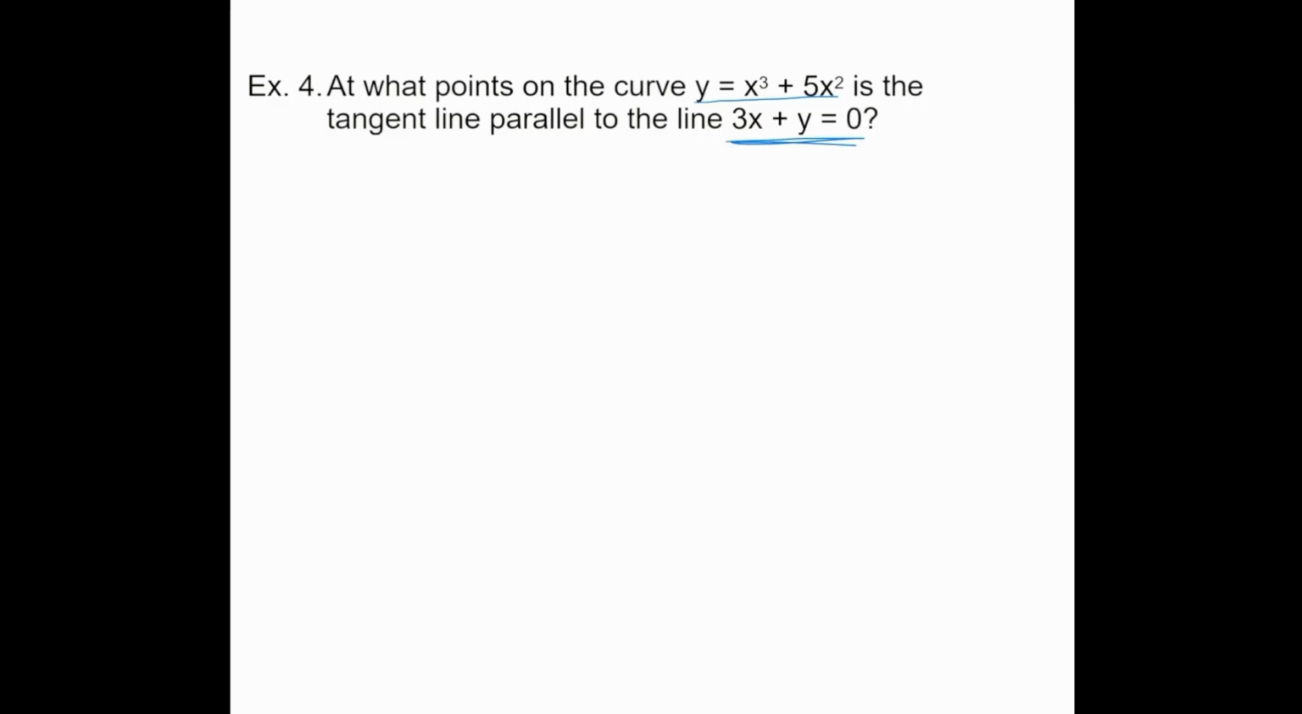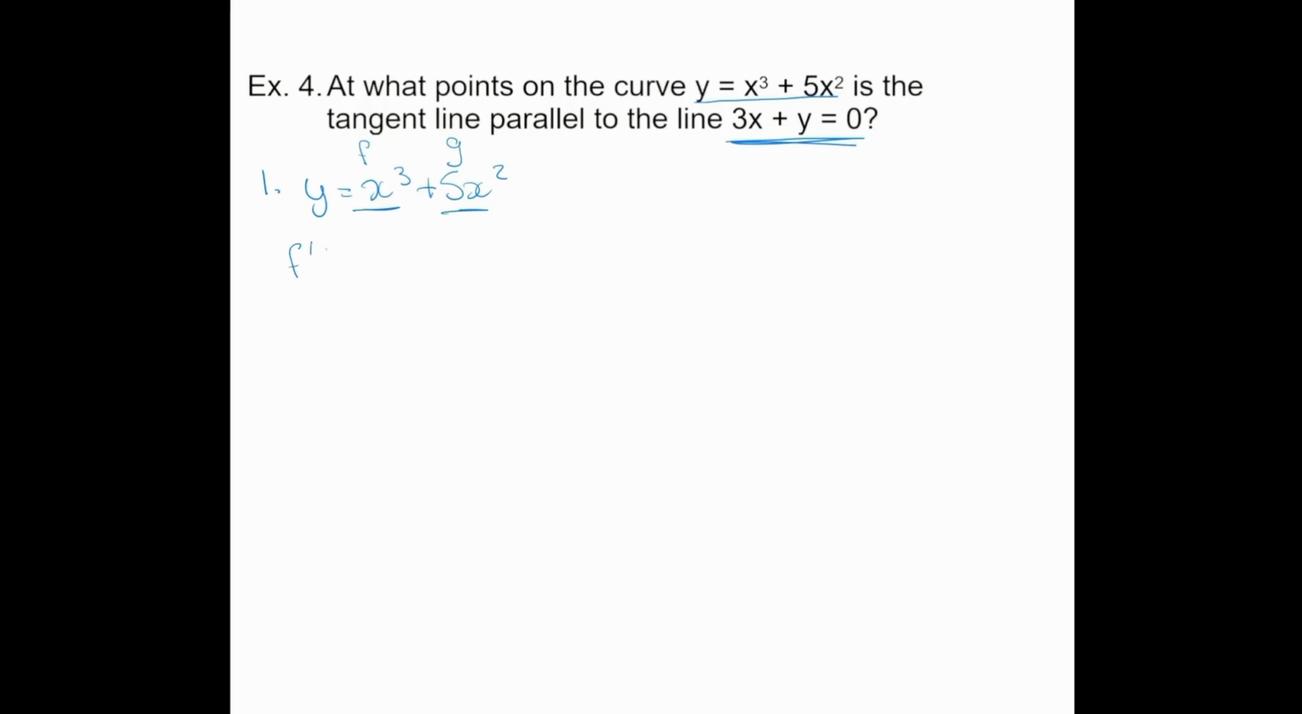Again, this is a multi-step question. You can do this in a slightly different order than I'm going to do it, but this is how I would tackle this question. The first thing I'm going to do is find the derivative of y equals x cubed plus 5x squared, and I'm going to use the power rule and the sum rule. So I'm going to find the derivative of my f, and I'm going to find the derivative of my g, and then I'm going to add them together.